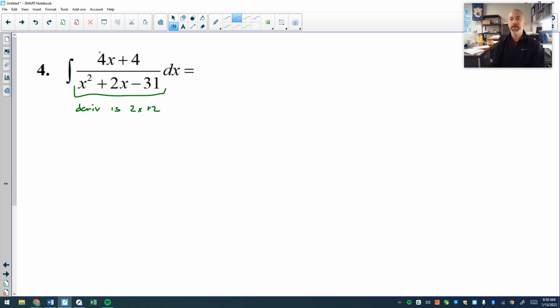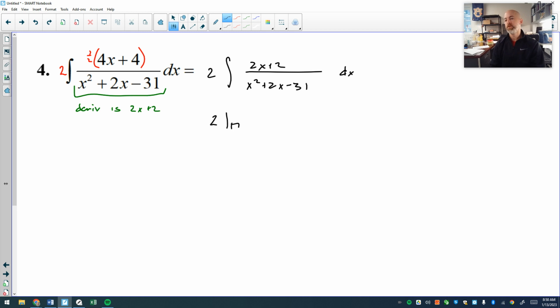If I multiply my numerator by 1/2 on the inside, I need to multiply by 2 on the outside. This antiderivative becomes 2 times 2x plus 2 over x squared plus 2x minus 31. And my numerator is the derivative of the denominator, which means my final answer is 2 times natural log of x squared plus 2x minus 31 plus c.